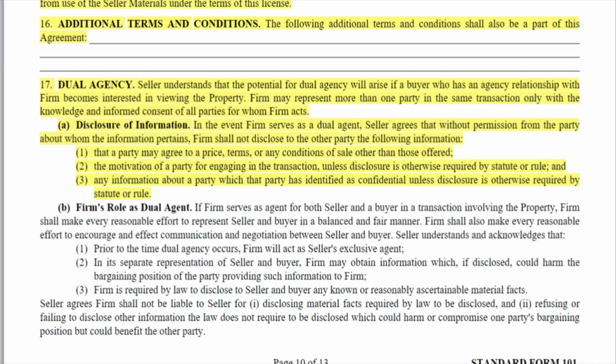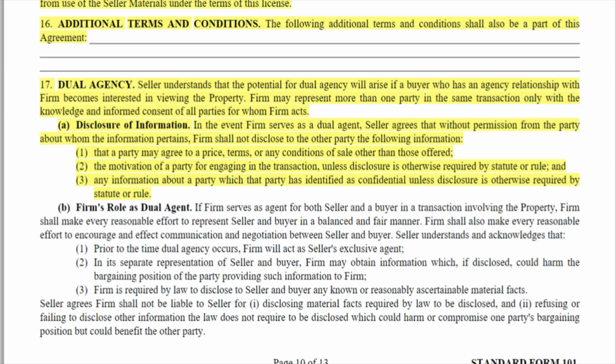A is saying disclosure of information. In the event that the firm serves as a dual agent, the seller agrees that without permission from the party about whom the information pertains, the firm shall not disclose to the other party the following information: number one, that a party may agree to a price, term, or any condition of sale other than those offered.